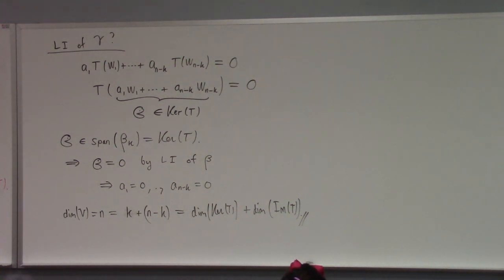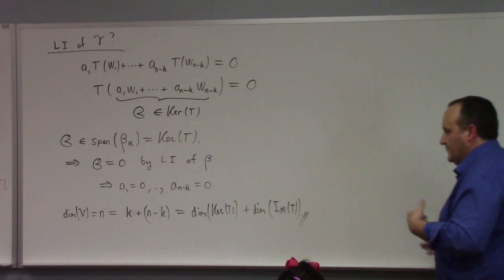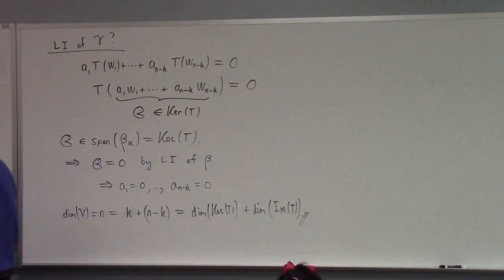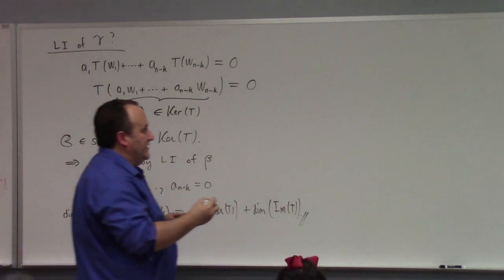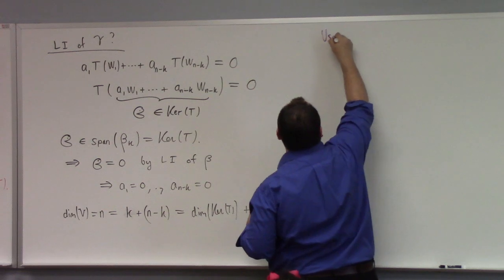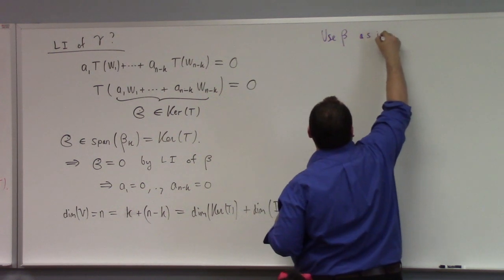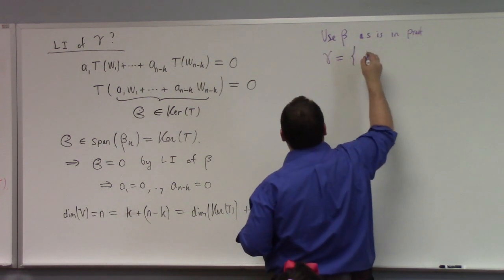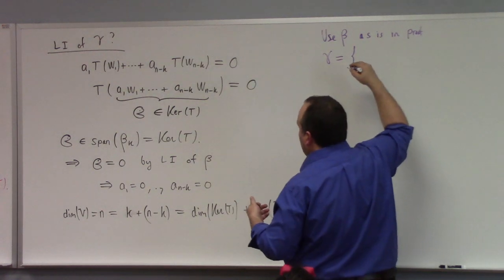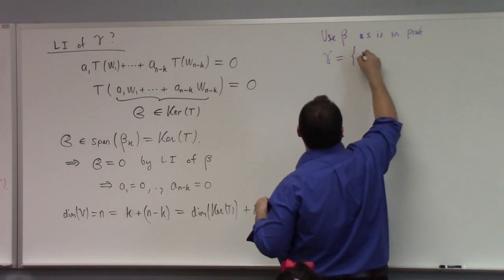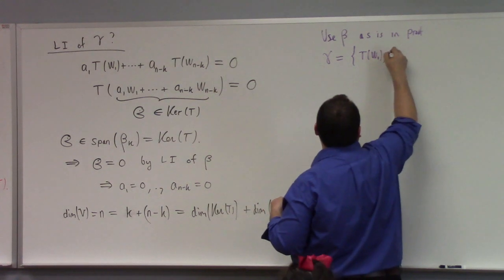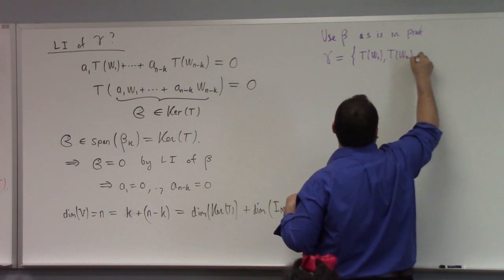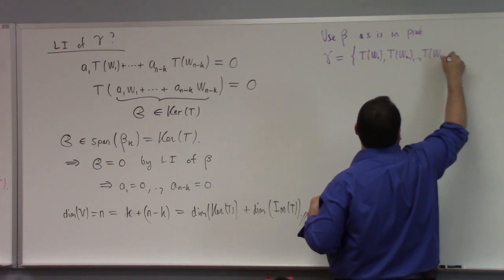And because I played my cards as I did, it also gives us something kind of cool, which is the straightening theorem, right? The straightening theorem. So if we say, okay, we're going to use beta as is in the proof, and use gamma equal to basically T of w1, T of w2, ..., T of w_{n-k}, right?